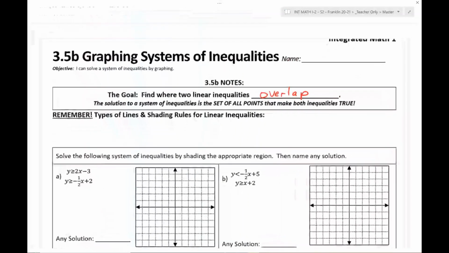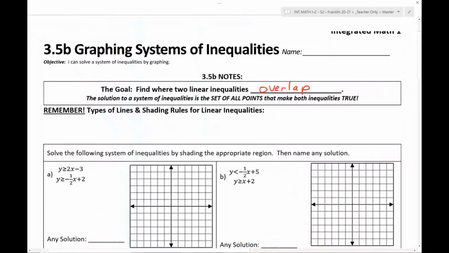So let's really quickly review the rules for types of line and shading for linear inequalities. So when you have one of these symbols, you're going to use a dotted line. When your inequality symbols have the equal to bar at the bottom, you're going to use a solid line. If your linear inequality in slope-intercept form starts with y is less than or equal to, you're going to shade down. And if it starts with y is greater than or equal to, you're going to shade up above the line.